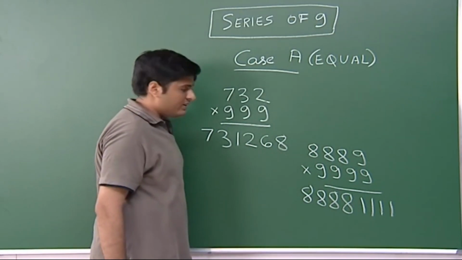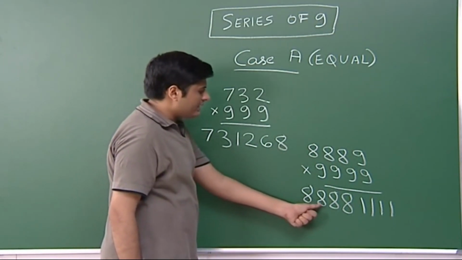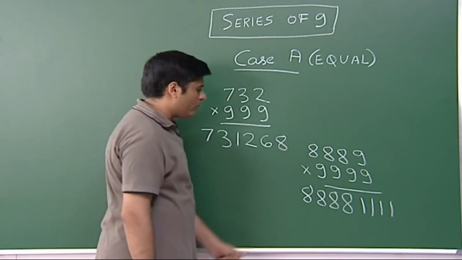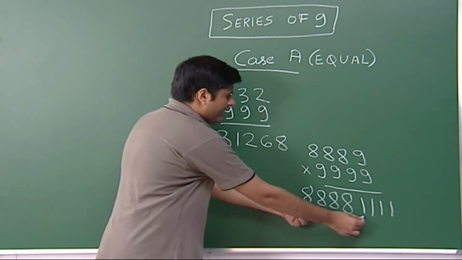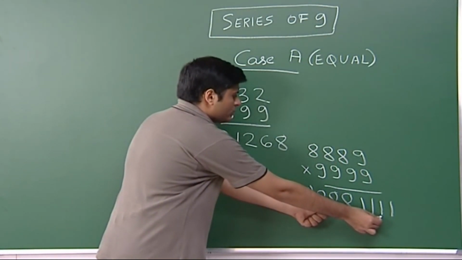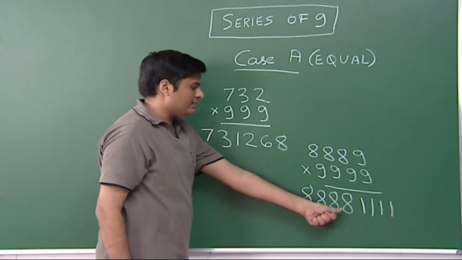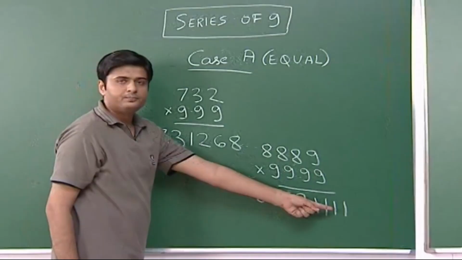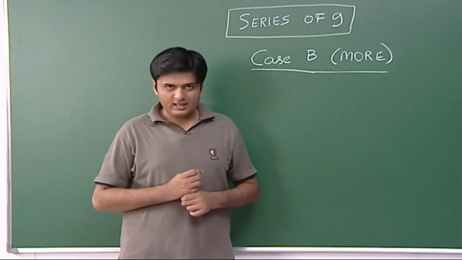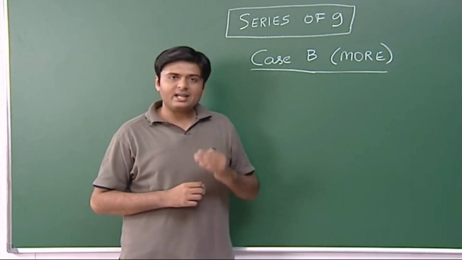731268. And in the second example, subtract each of these 8s from 9 and write down. 9 minus 8 is 1, 9 minus 8 is 1, 9 minus 8 is 1, 9 minus 8 is 1. My final answer is 88881111. Friends, we saw case A where there were equal numbers and nines.